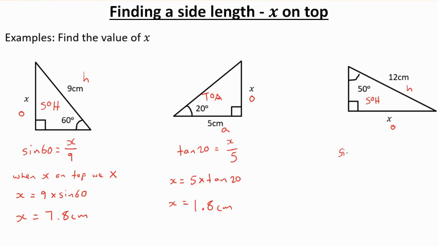And so sine of our angle, which is 50 degrees, equals the opposite. So the thing in the middle is always on top. The O is always on top, and so x is on top and 12 is on the bottom. And so the calculation, 12 times sine 50. And when we do that on the calculator, 12 times sine 50, 9.2 to one decimal place. And remembering our units, centimeters.